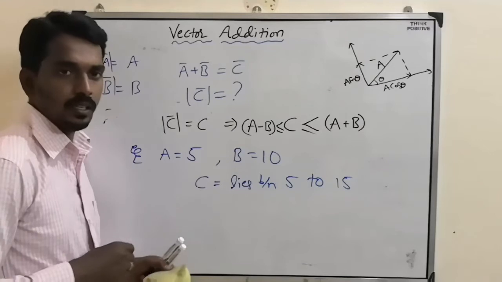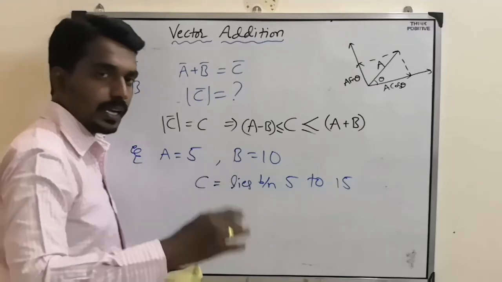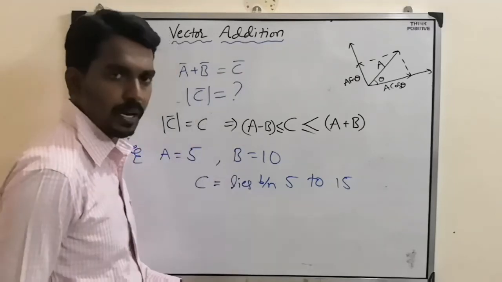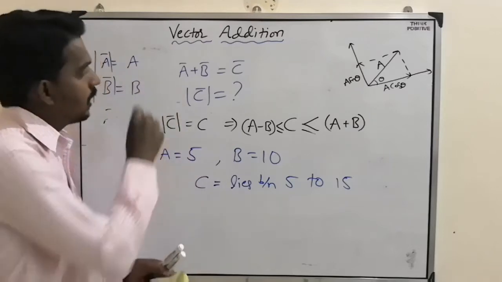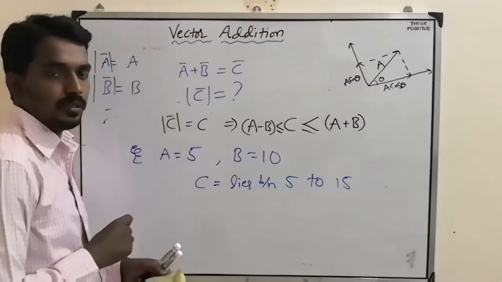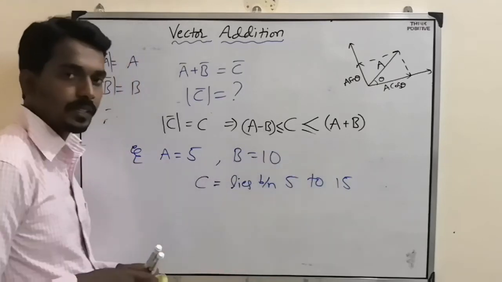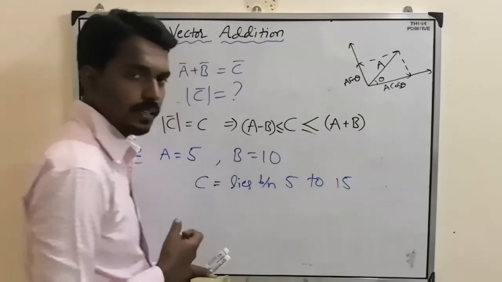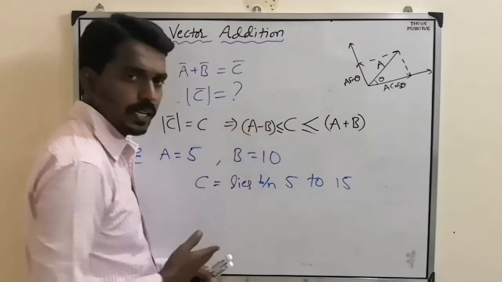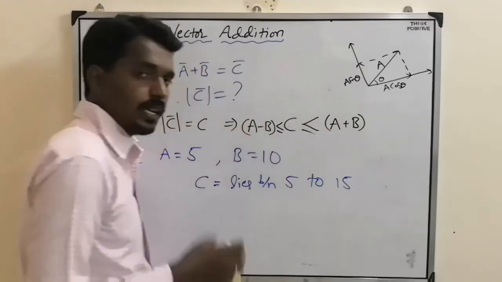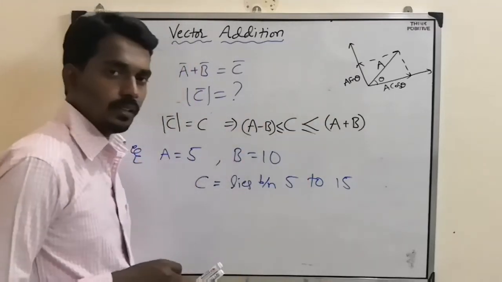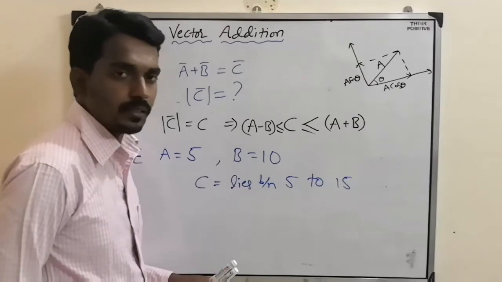That is what the difference is. When they give it in the vector form, it is simple. But when they give it in the magnitude, then it can lie somewhere in between. Then how do we find exactly how much? When it is A minus B, when it is A plus B, when it is in between. On what factor does it depend?